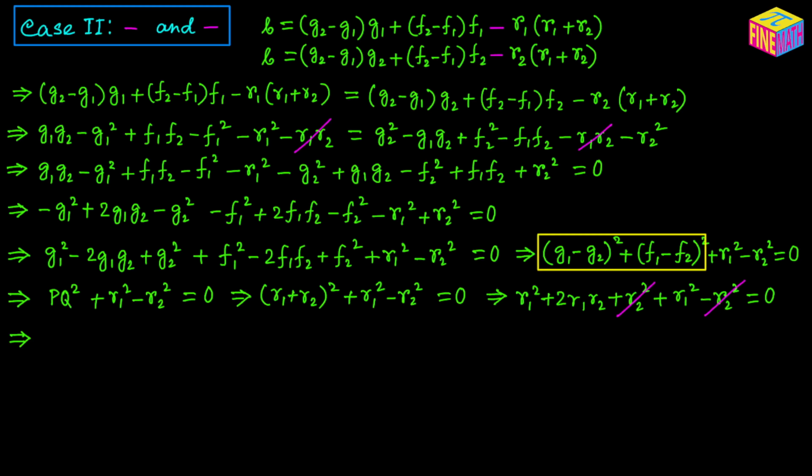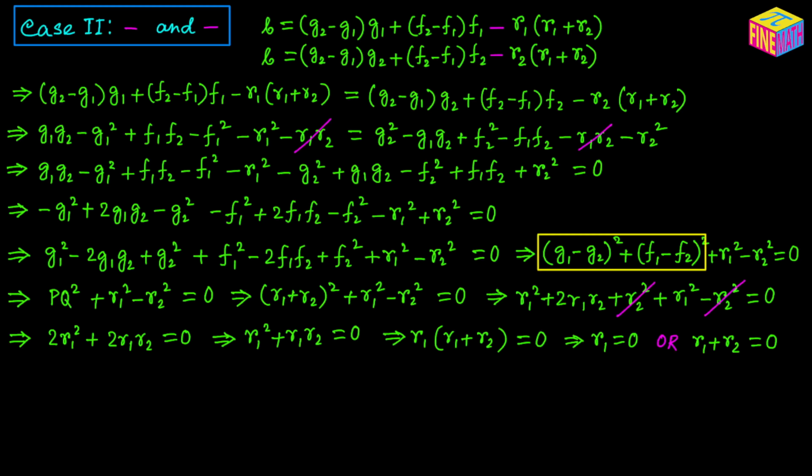And finally our equation is going to look like this, and there you see the positive r sub 2 squared and the negative r sub 2 squared, they will cancel out each other, and our remaining equation will look like this. If we divide both sides by 2, then our equation is going to look like this. And from here if we take r sub 1 as a common factor, then our equation looks like this. And from here what do we get? Well, r sub 1 is equal to 0 or r sub 1 plus r sub 2 is equal to 0.